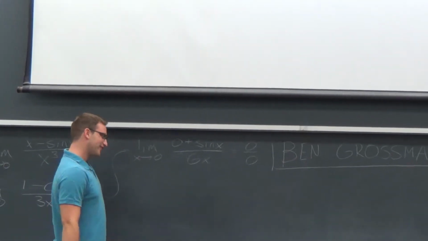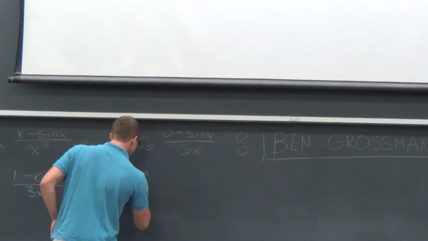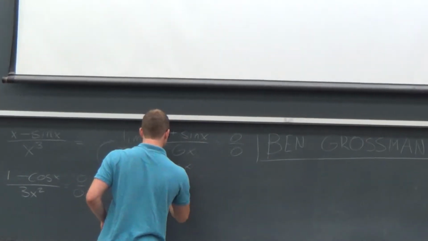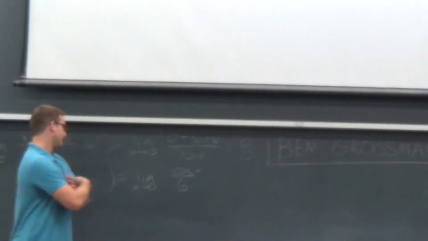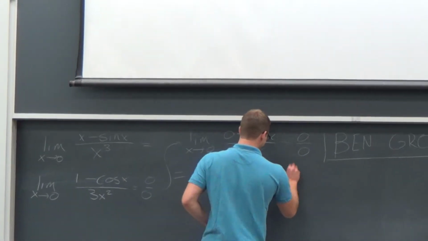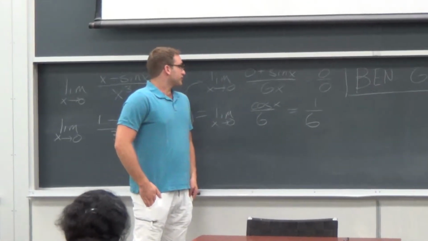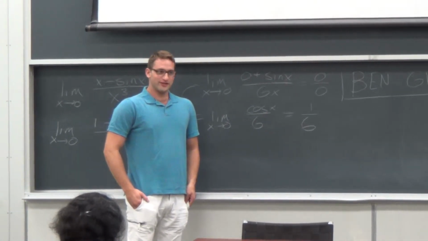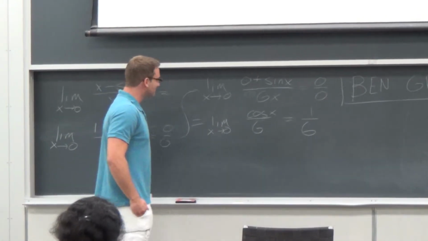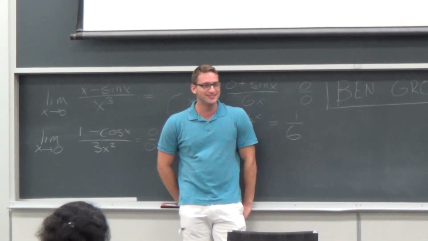Again, don't panic. Just apply L'Hopital's rule again. What do you get? Right. Cosine x over 6. Now we just have to plug it in. Yeah, 1 over 6 is exactly what you get. So the moral of the story: don't panic, just keep going. I thought that would take longer. But yeah, any questions?